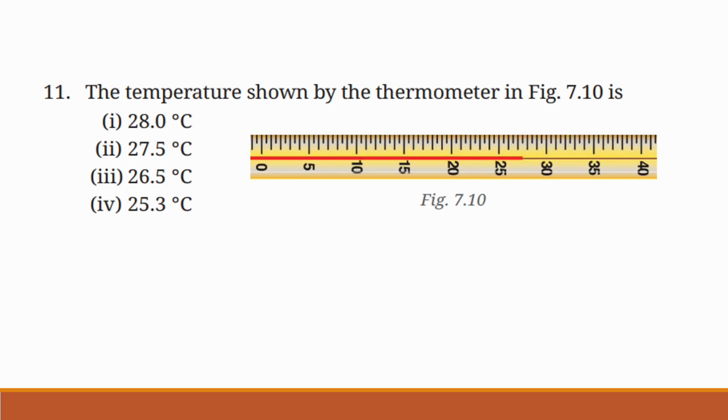The temperature shown by the thermometer in figure 7.10 is, what's the temperature here? It is 27.5 degrees. Here each small division is 0.5 degree. So, this measurement is 27.5 degrees.